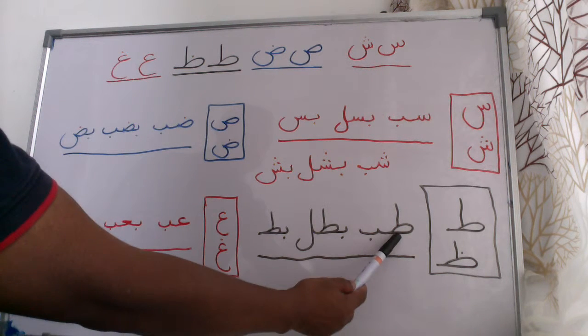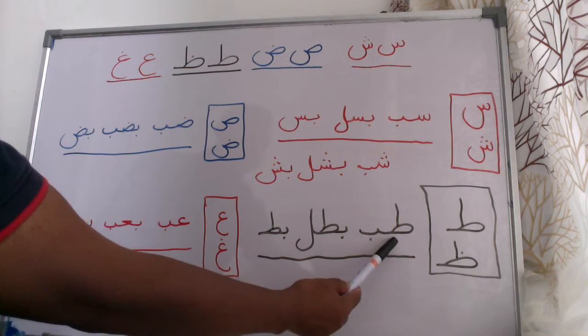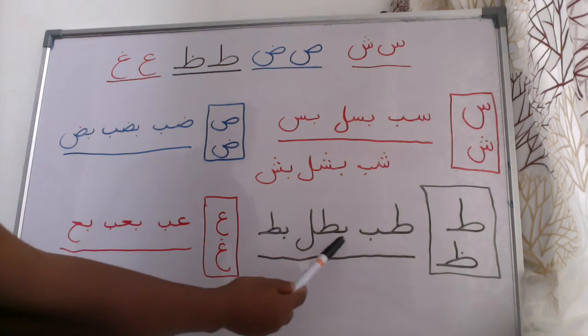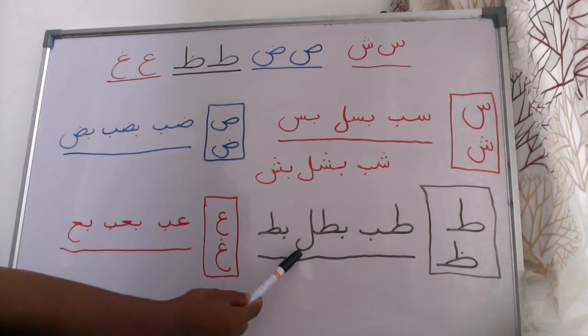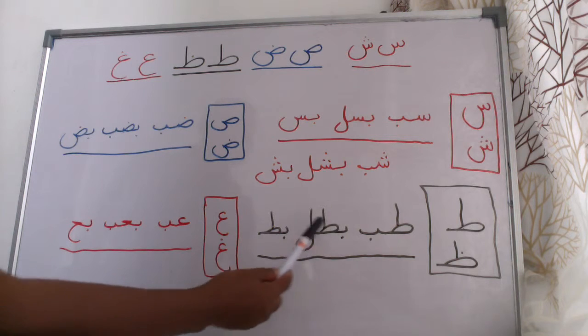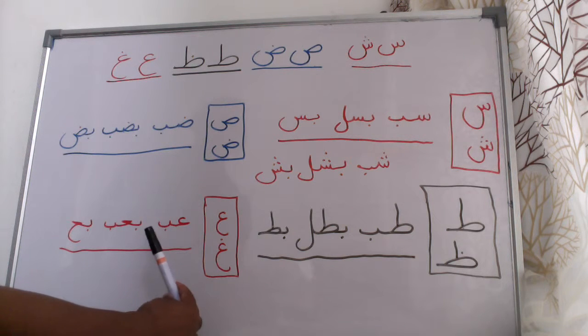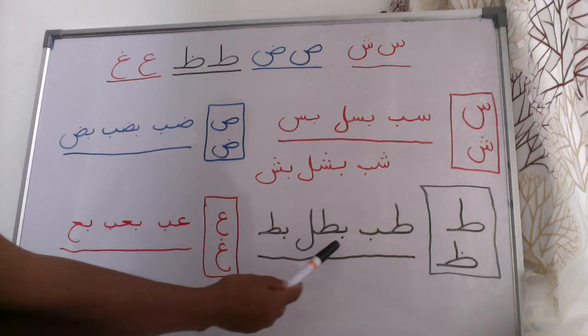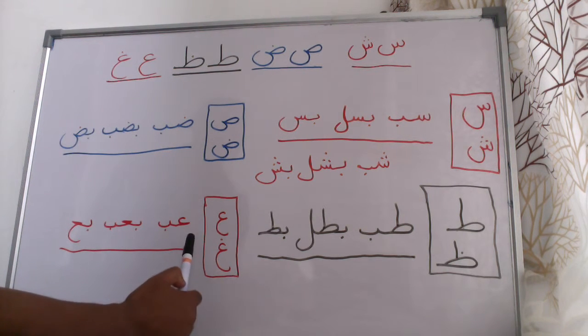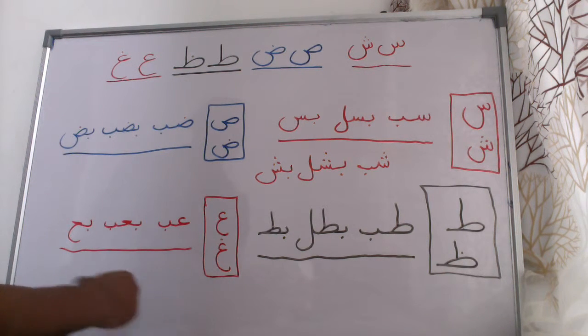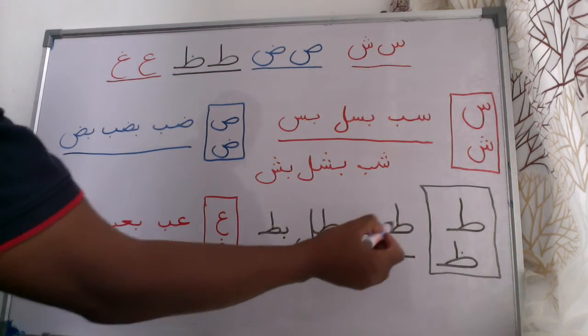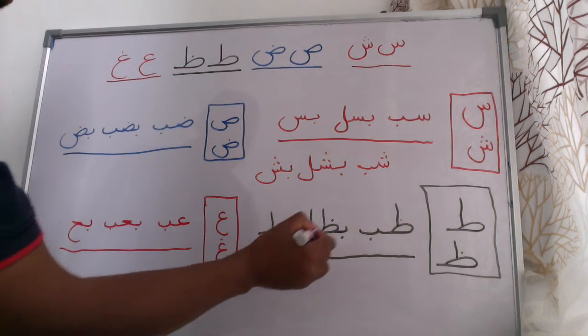And the next group is ta and dha. Ta in the beginning, connected to the ba. Ta in the middle between the ba and the lam. It's the exact same shape, there's no difference. And the ta at the end, it's the exact same shape. So there's no difference in the shape of the ta, whether it's in the beginning, in the middle, or in the end. It stays the same. And if it was a dha, you would put this dot there. The only difference would be the dot.